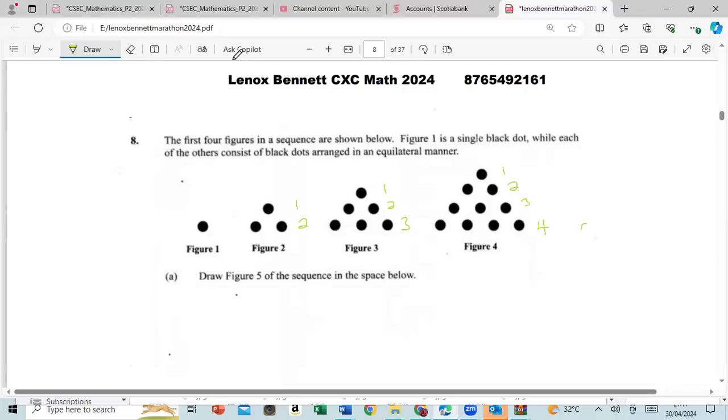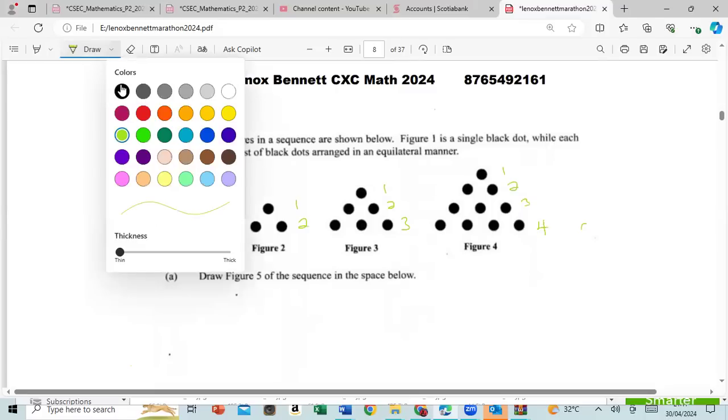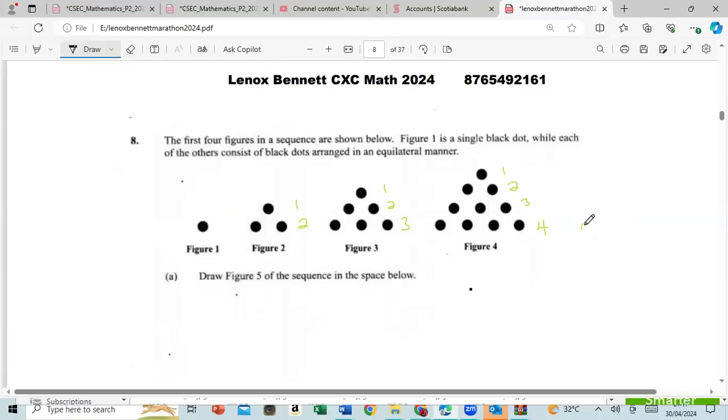Let me try to draw it for once. So it's supposed to be 5, right? Because it's figure 5. And then as you go up, you decrease it by 1 each time. I like to work with numbers more. But my one is correct.